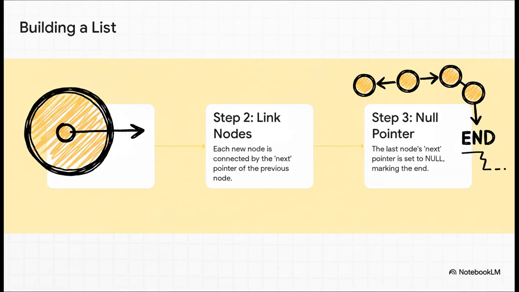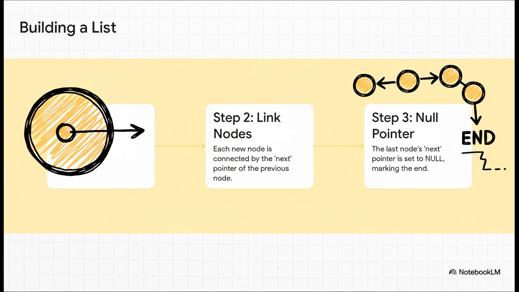Building one is actually pretty logical. You start with a head node, that's your entry point. Then you create another node and you just link the head's pointer to it. You just keep doing that, creating this chain link by link. And how do you know when you've hit the end? Well, the very last node's pointer doesn't point to another node. It points to null, which is like the universal computer sign for stop.